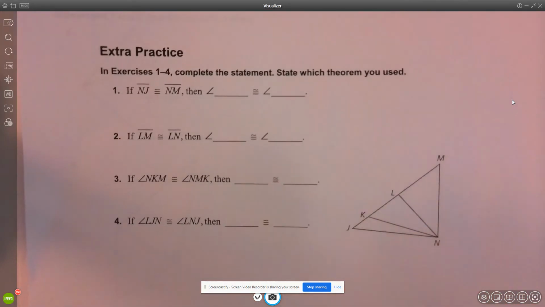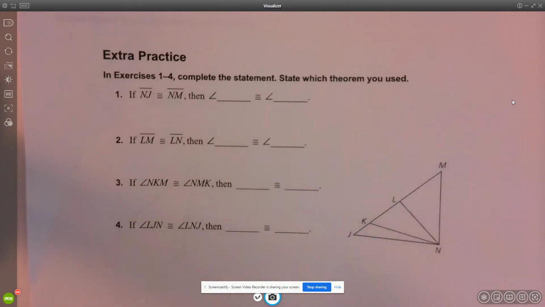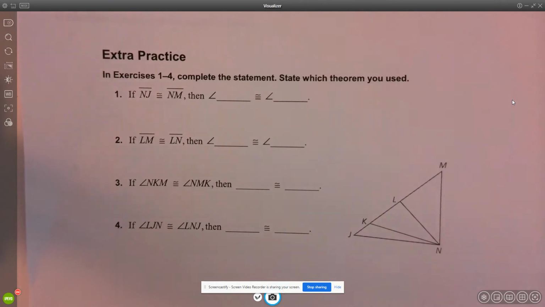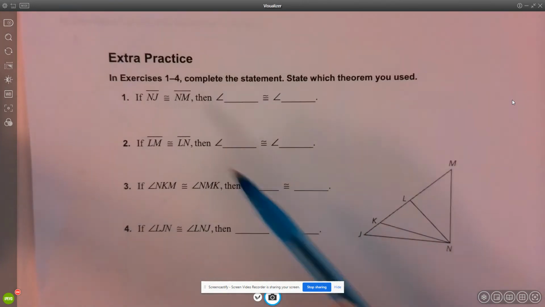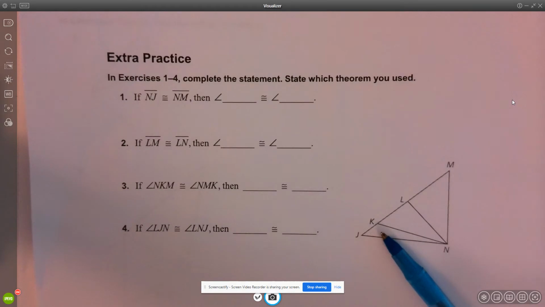to page 141. And we're going to do examples 1 through 4. Okay. In exercises 1 through 4, complete the statement. State which theorem you used. And so we have this picture here. We're going to go to each statement and find the congruent pieces in the picture to help us figure out what other pieces have to be congruent.